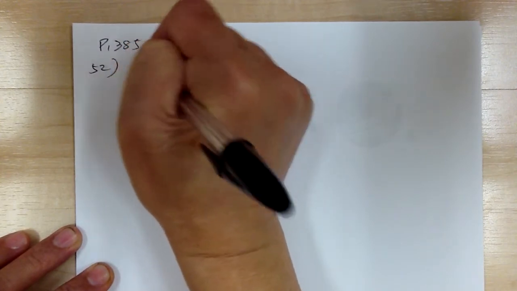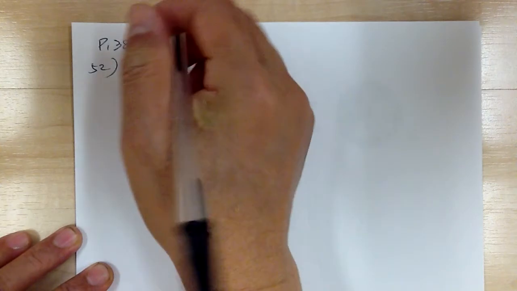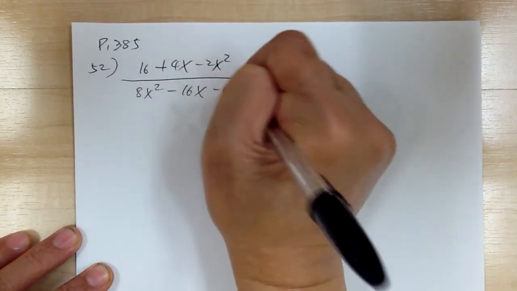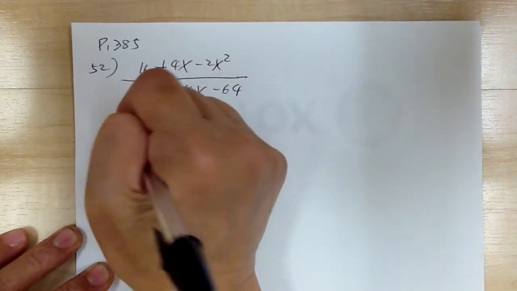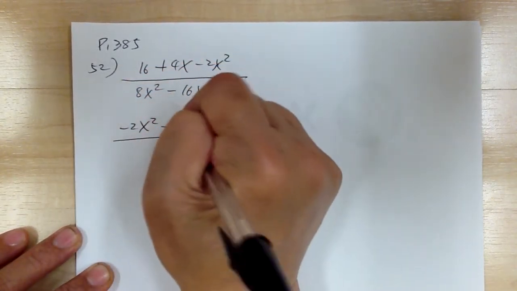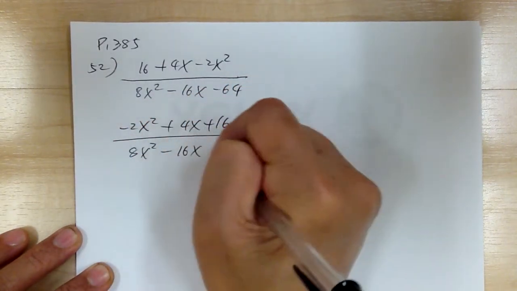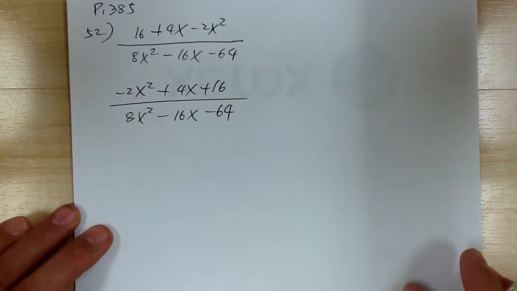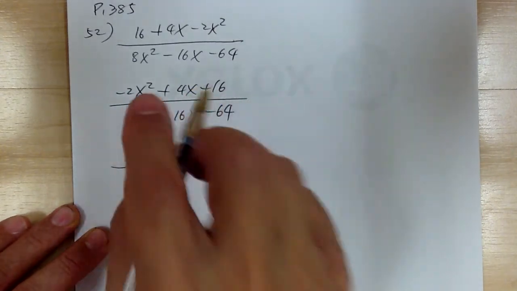Okay, so you got 16 plus 4x minus 2x squared over 8x squared minus 16x minus 64. So this is in the wrong order, so you need to put it in the correct order first. It will be minus 2x squared plus 4x plus 16 over 8x squared minus 16x minus 64. The next thing you do is the step 1 factoring. Okay, don't go to step 4 right away. You got to do step 1, step 2.